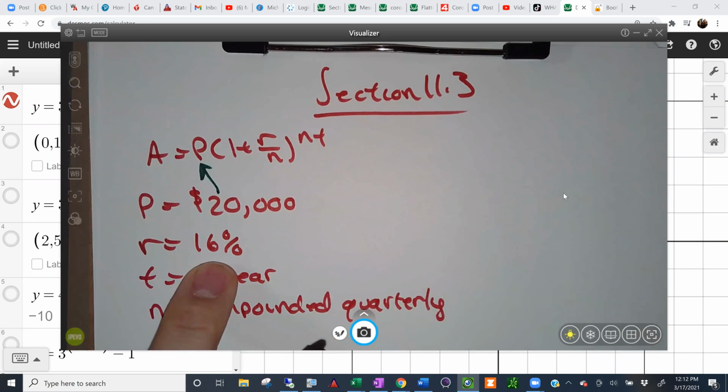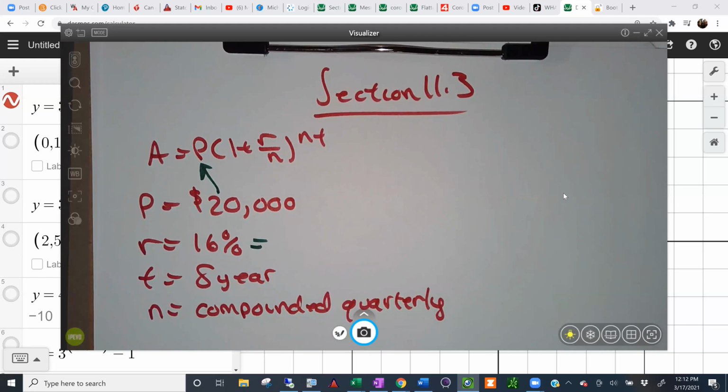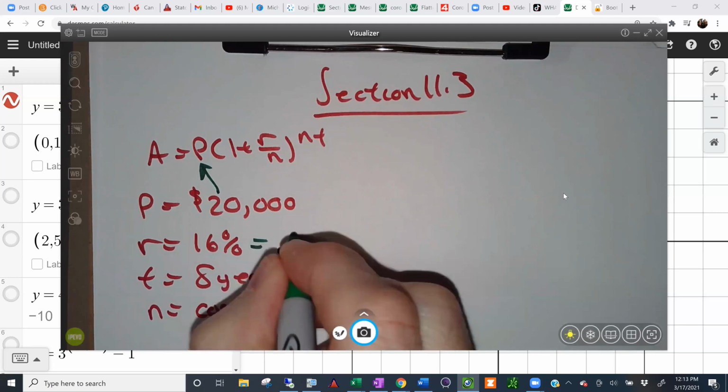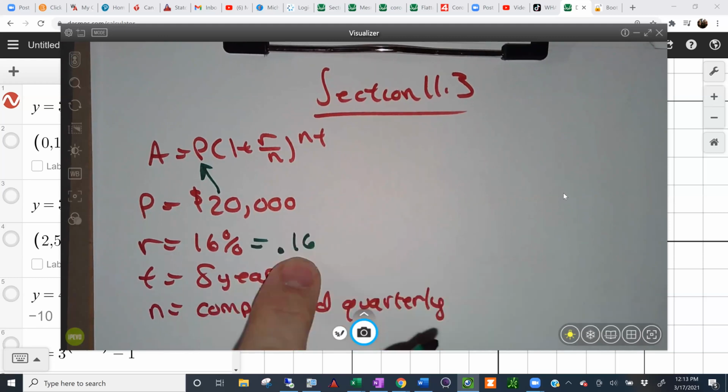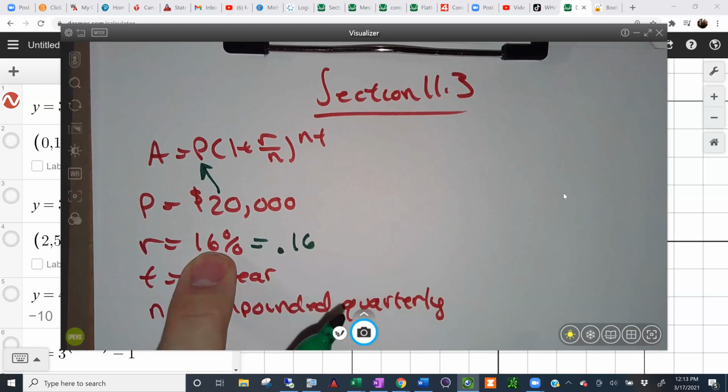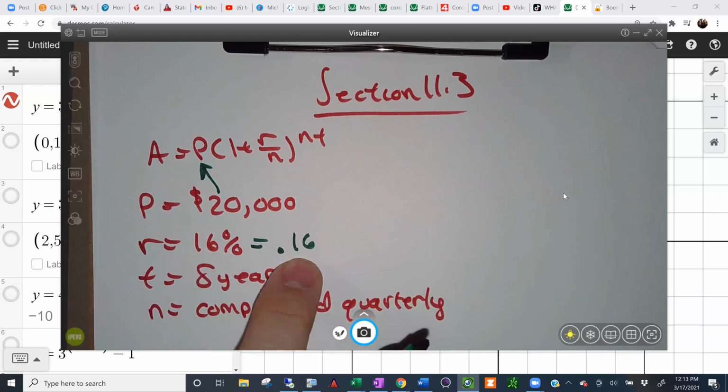Your rate of interest is 16%. So maybe you invested in GameStop at the right time. Maybe you did it a little bit better. But the tricky thing about interest is that you're not going to put in 16 into the formula. You're going to put in 0.16. You have to write that as a decimal. If you actually put in 16, then it really would be a GameStop type investment because you'd have 1,600% interest instead of 16% interest. Big difference.